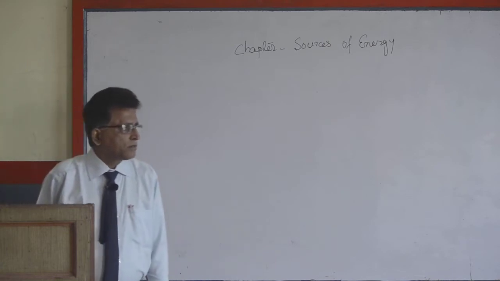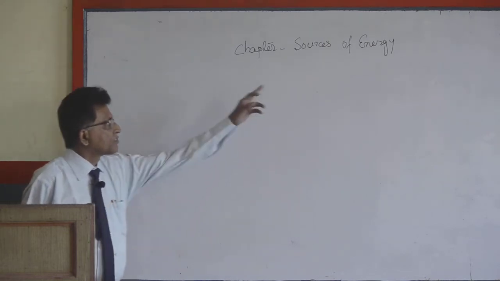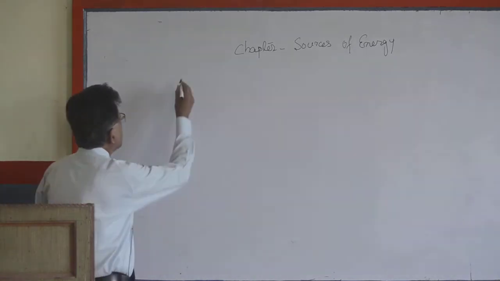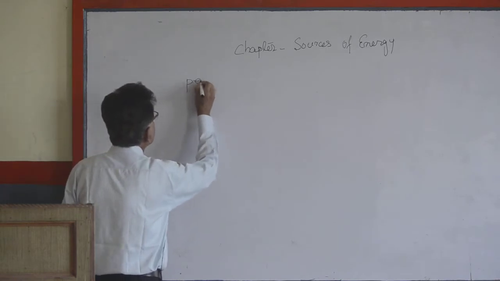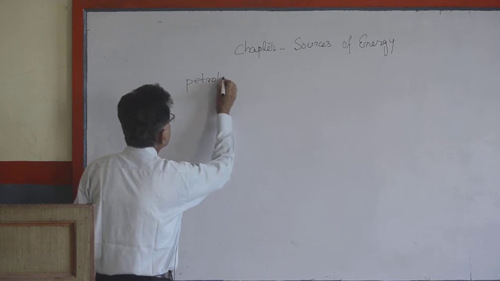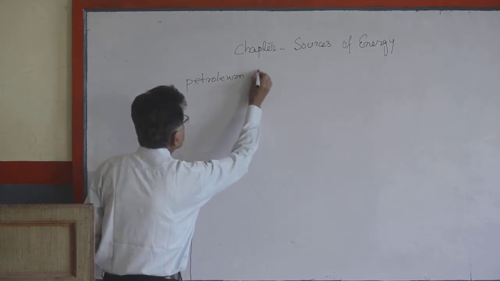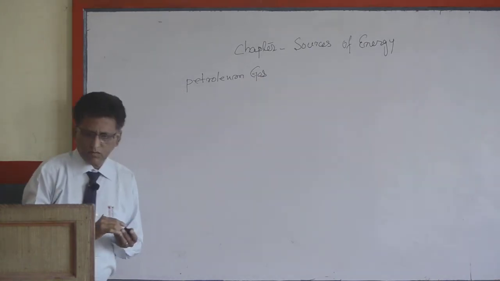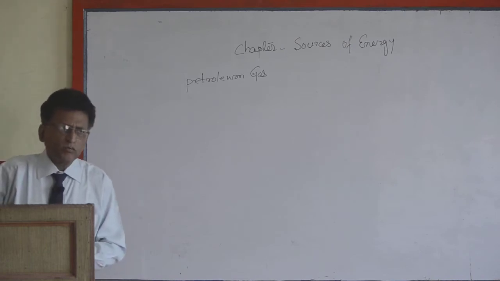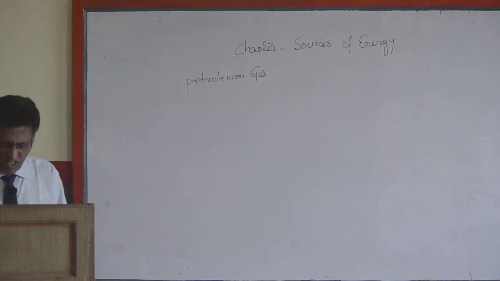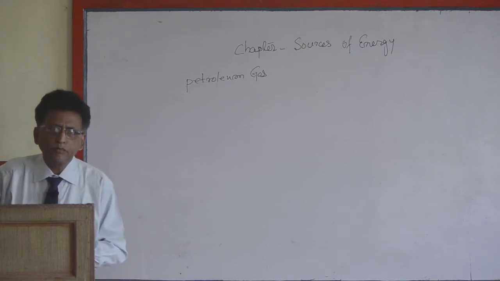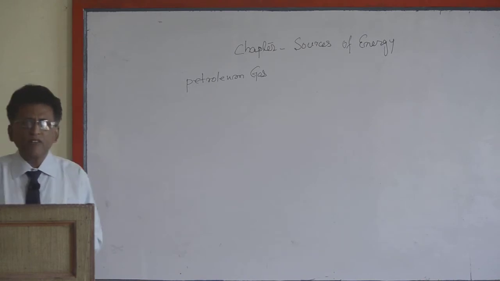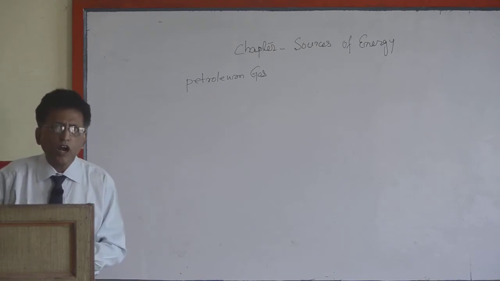Now I am going to start the continuation of the chapter Sources of Energy. First, petroleum gas. Petroleum gas is obtained as a byproduct in oil refineries from fractional distillation of petroleum.